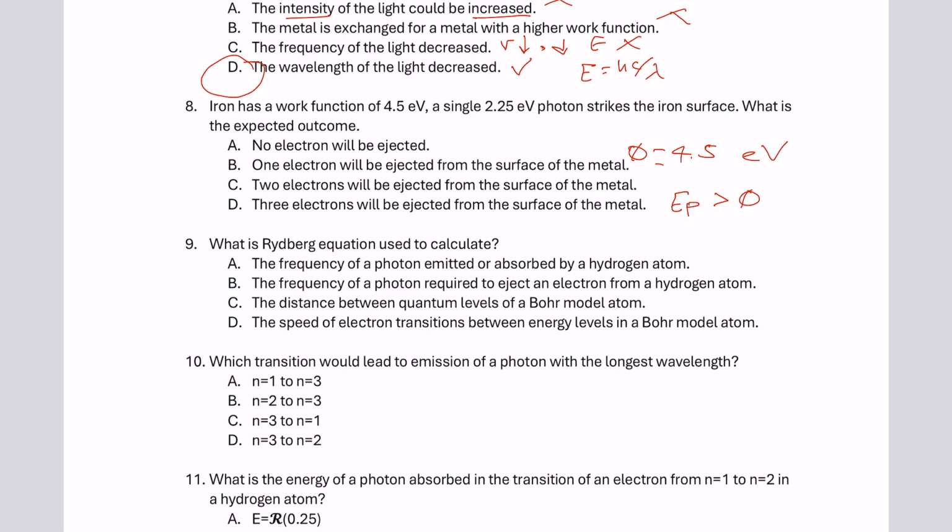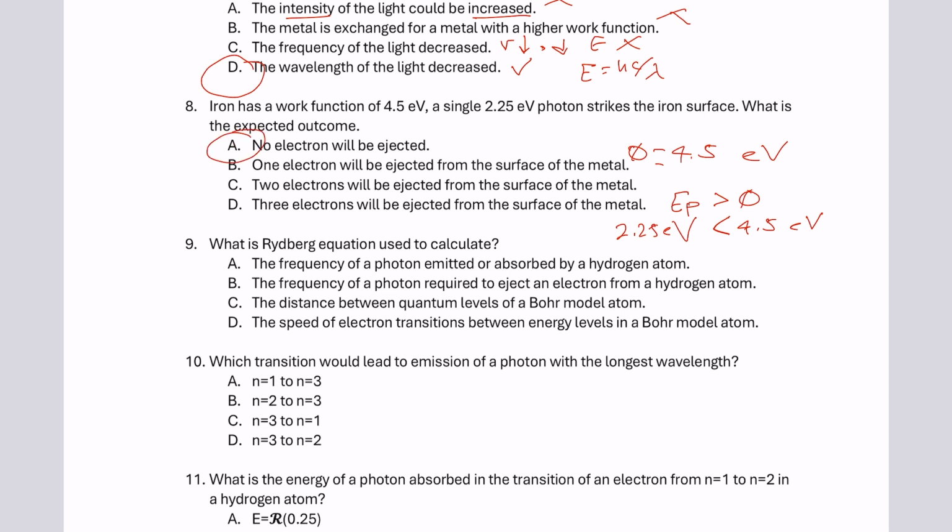In this particular case, the work function is 4.5 electron volts, and the energy of the photon is 2.25 electron volts. The energy of the photon is actually less than the work function. So that means the photon's energy is insufficient to overcome the work function, and no electrons will be ejected from the metal surface. The correct answer here is A.